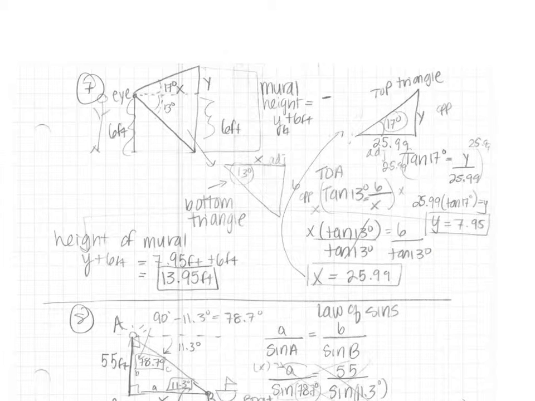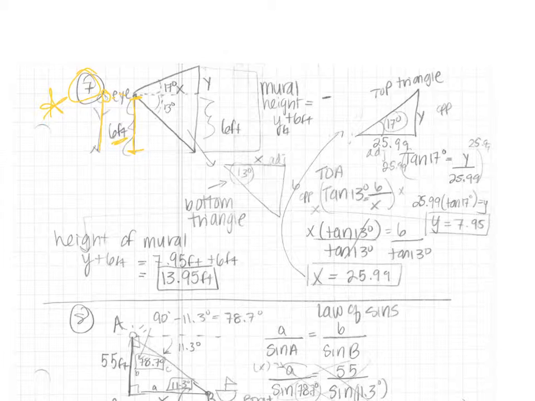So number 7 is a little bit tricky. The hardest part usually for these is drawing the picture, but this problem in particular is a little harder because there's substitution involved. So they say the eye of a person, so the person's 6 feet off the ground, so the eye is up here. Remember, you're always looking straight before you look for elevation or depression. So this is the height of the person, or where their eye is, 6 feet off the ground.